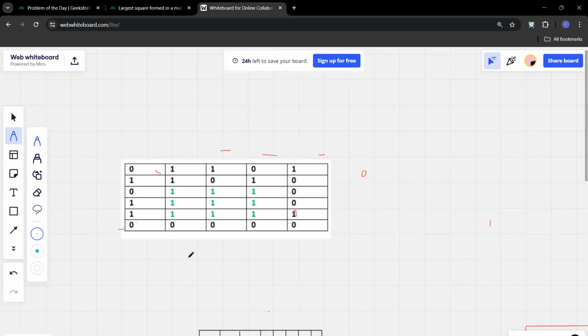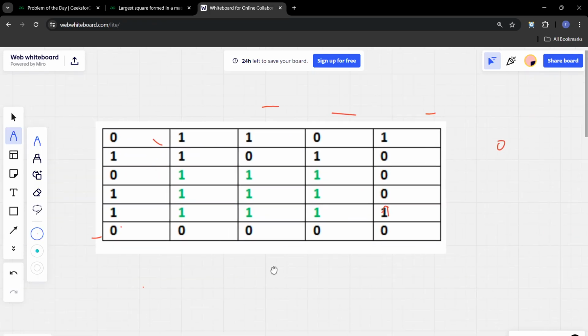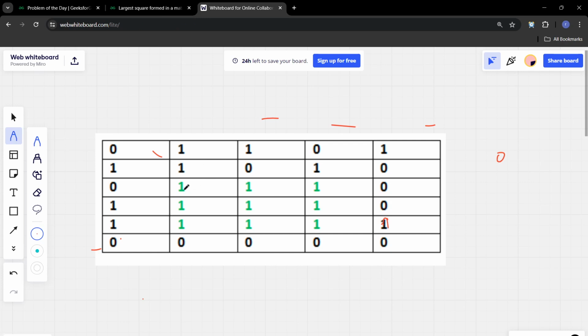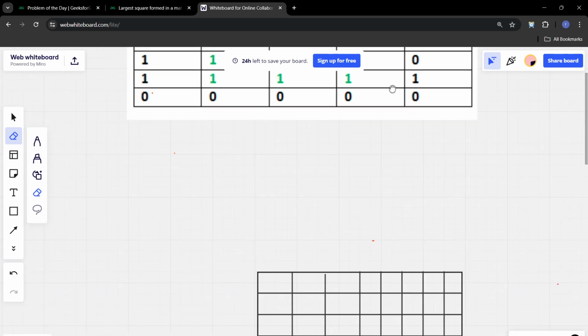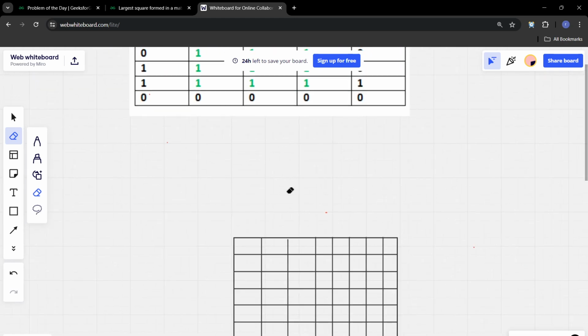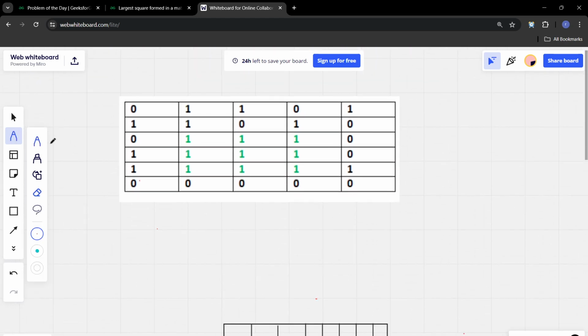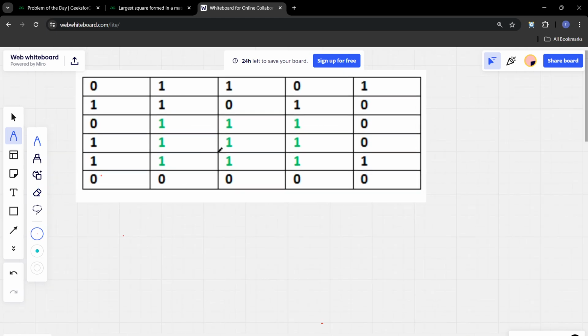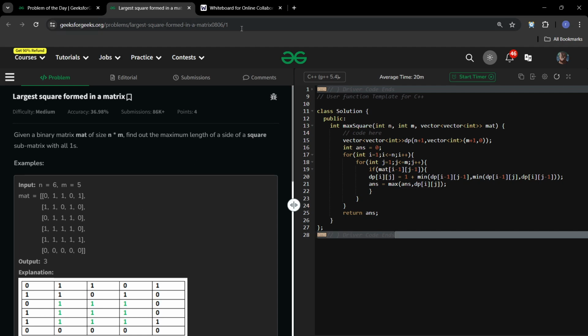Basically, what he's saying is, suppose there's a matrix, it contains zeros and ones. You have to find a square which has the largest side length, right? You have to find a square which has the largest side length. So let's solve this one, guys. It's not that hard. It's a medium question. We can solve this one.